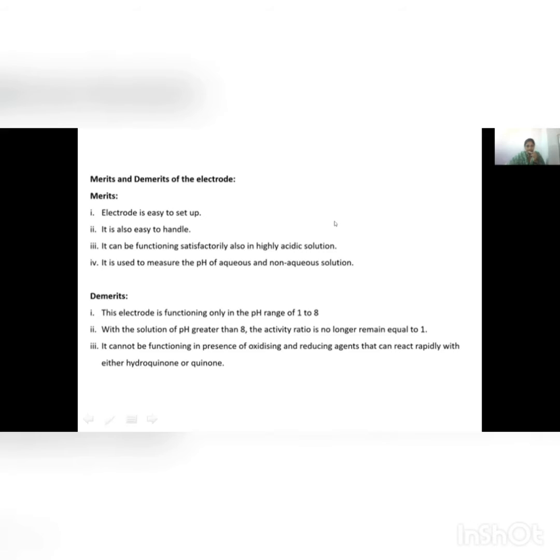And what are the demerits? This electrode functions only in the pH range of 1 to 8; greater than 8, the activity ratio no longer remains equal to 1. So it cannot function in the presence of oxidizing and reducing agents that can react rapidly with either hydroquinone or quinone.